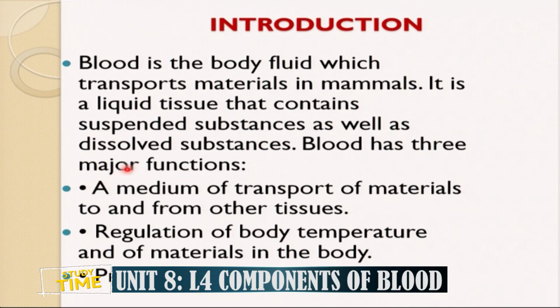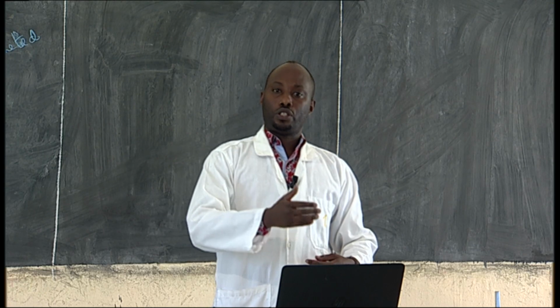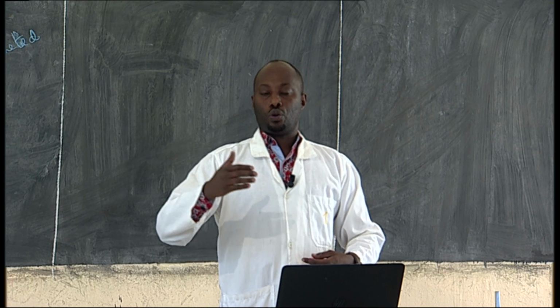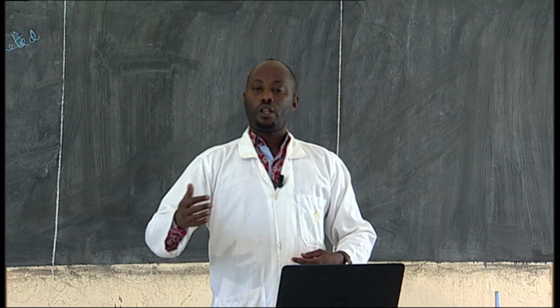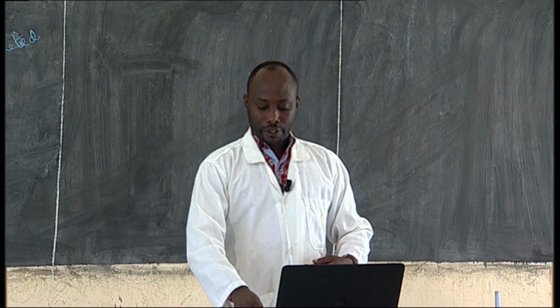So let us go through them. As I was mentioning, the first is a medium of transport of material to and from tissues. Second, regulation of temperature and other materials in the body. Not only temperature: regulation of glucose in the blood is also carried out by the blood. Regulation of other substances and materials is normally done by the blood.